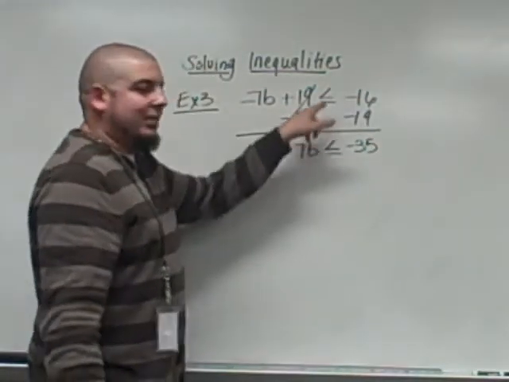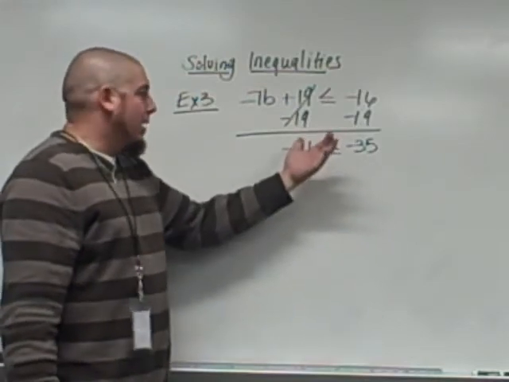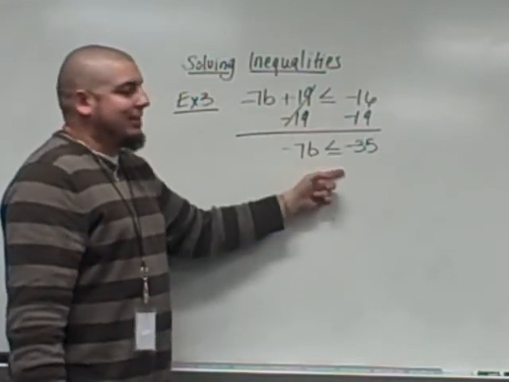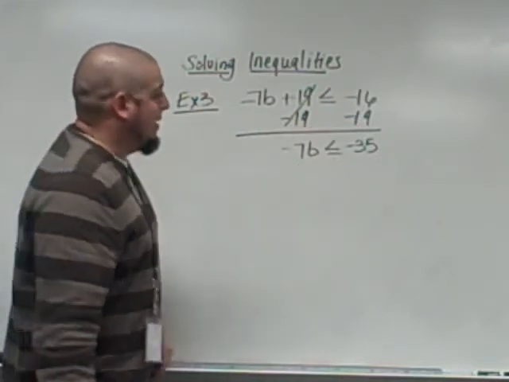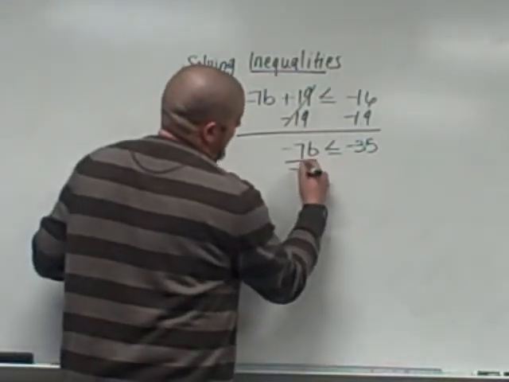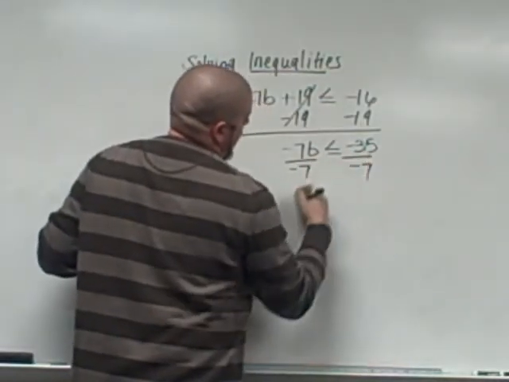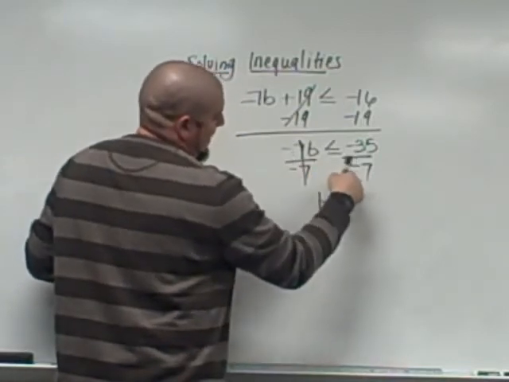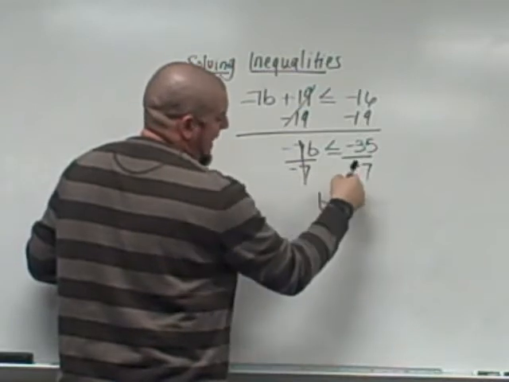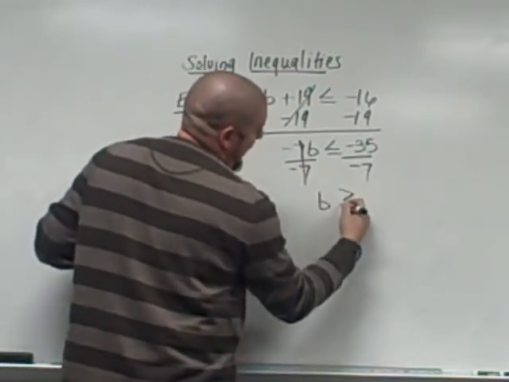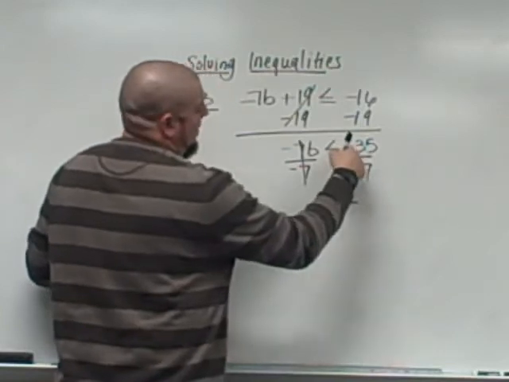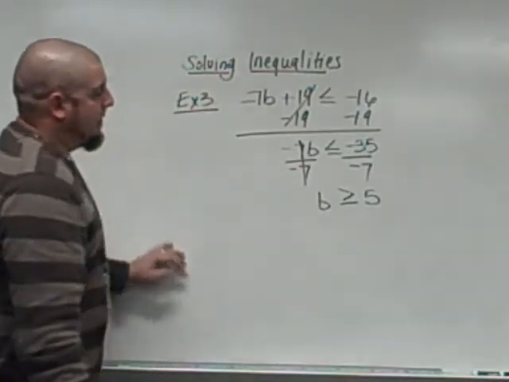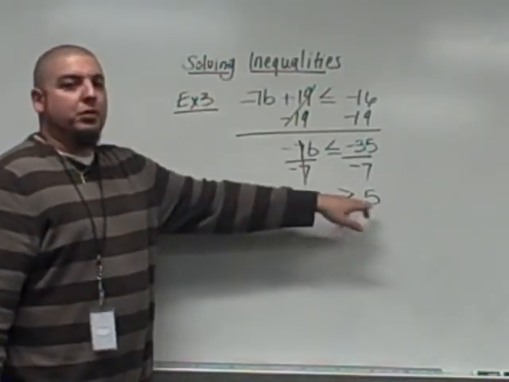Notice I did not switch the sign here. It didn't flip because I subtracted from both sides. I didn't multiply by a negative. I didn't divide by a negative. So my sign stayed the same. Now to continue solving this, I'm going to divide both sides by negative 7. This is going to cancel, leaving me with b. Because I divided by a negative, that's where my rule comes into play. I flip my sign and make it greater than or equal to negative 35 divided by negative 7, which is positive 5. So b is greater than or equal to 5.